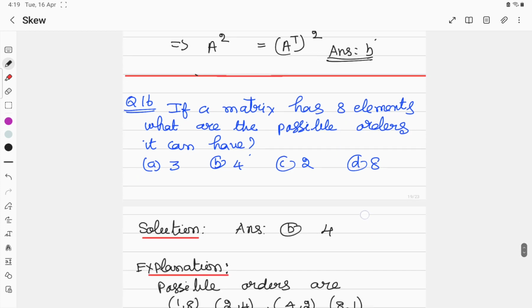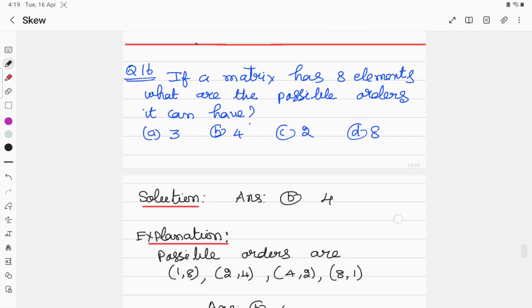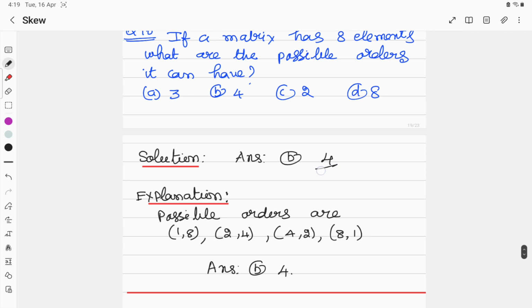16th question. If a matrix has 8 elements, what are the possible orders it can have? A matrix has 8 elements. If there are 8 elements, what are the possible orders it can have? A is equal to 3, B is equal to 4, C is equal to 2, D is equal to 8. Answer B, 4 possible. That is how.